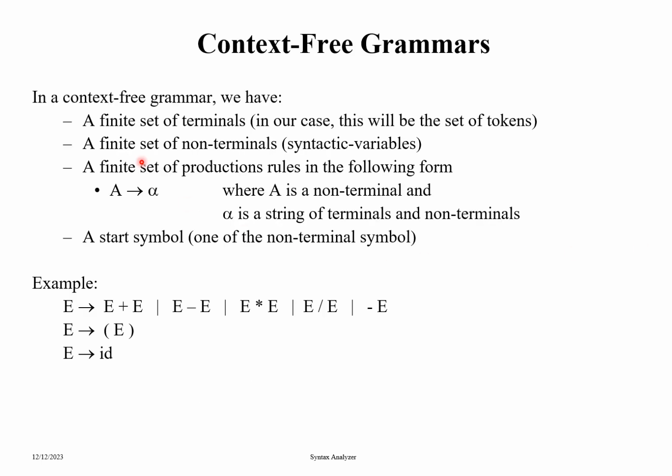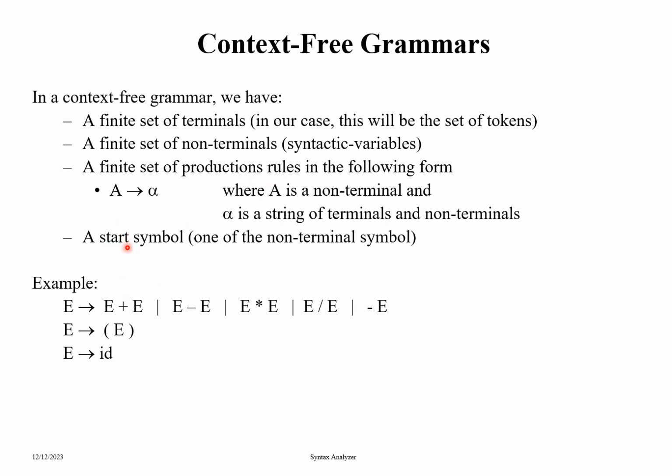Context-free grammar. Here, in a context-free grammar, we have a set of terminals, a set of non-terminals, a set of production rules, and a start symbol. These four are important: a finite set of terminals, a finite set of non-terminals, a finite set of production rules, and a start symbol.